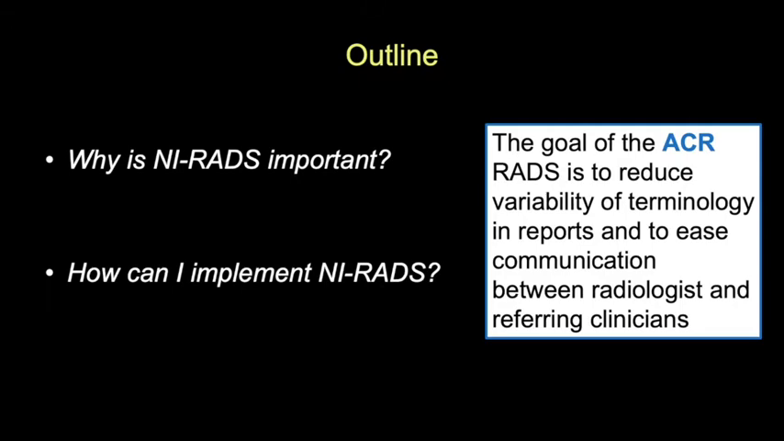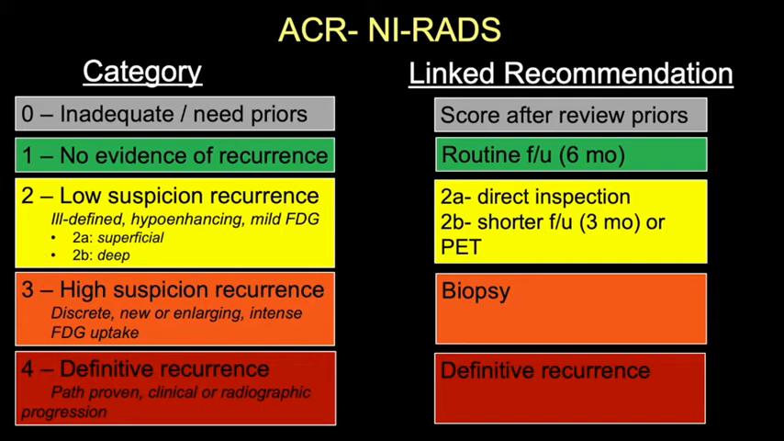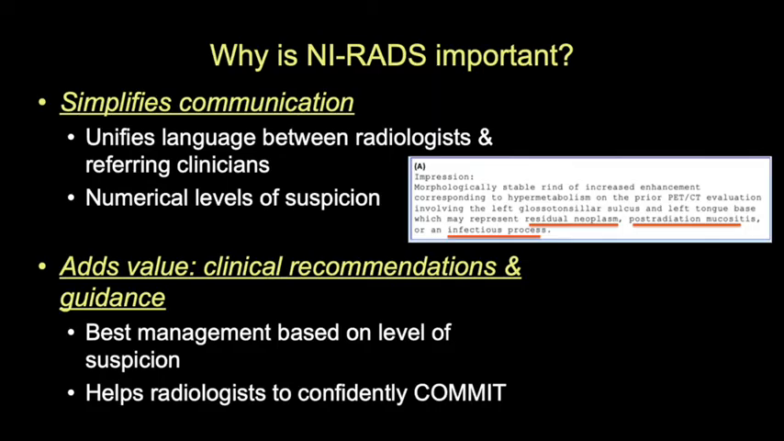The goal of ACR-RADS in general is to reduce variability of terminology in reports and to ease communication between radiologists and referring clinicians. And just as a reminder, NI-RADS is a risk stratification system and template for surveillance imaging after treatment for head and neck cancer, with 4 categories of suspicion and a category 0 for an inadequate evaluation. The major goal is to standardize the way we describe and report findings in order to add value and to guide management. So why is NI-RADS important?